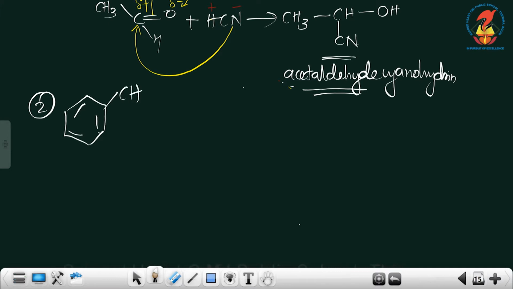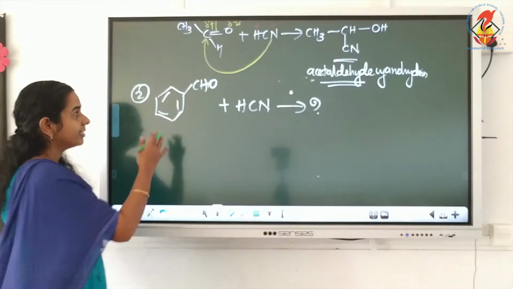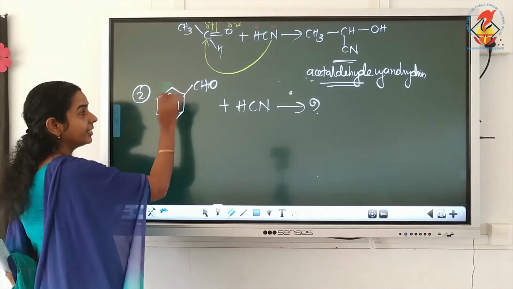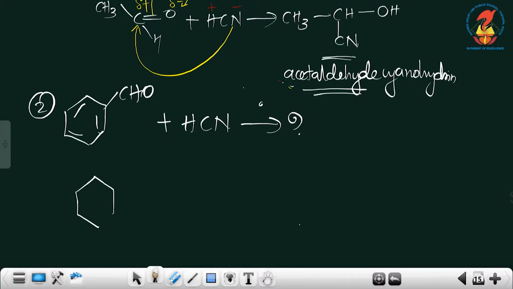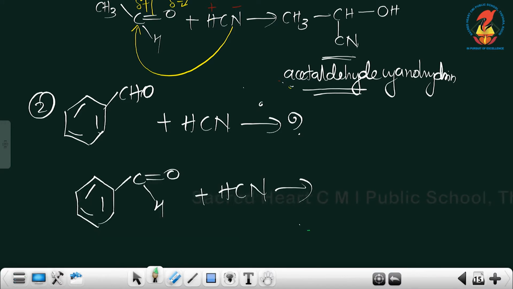Now the next example is benzaldehyde plus HCN gives dash. Again another complete the following question. So as usual, whenever we write the reactions of aldehyde and ketone, don't forget to expand the C double bond O part. So we expand it as C double bond OH plus HCN. How can we write the polarization of C double bond O? Oxygen is more electronegative, delta minus, so carbon delta plus, and the double bond will always be shifting towards oxygen. HCN ionizes to H plus and CN minus.